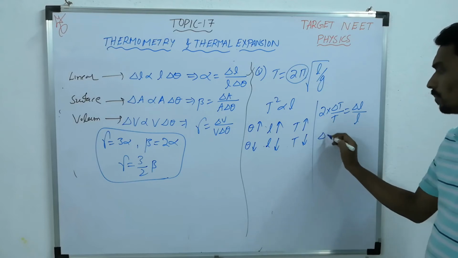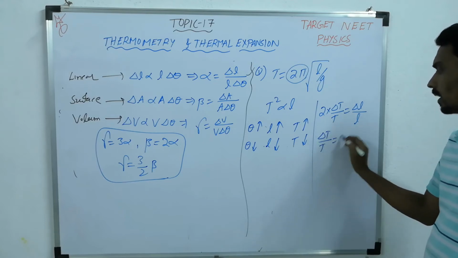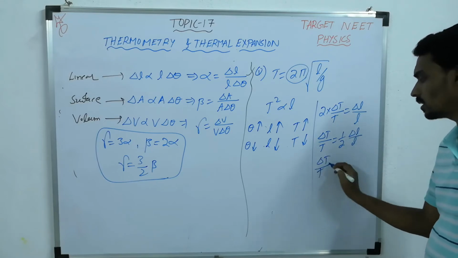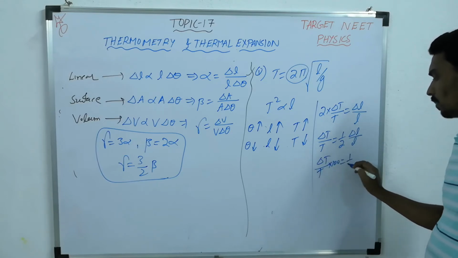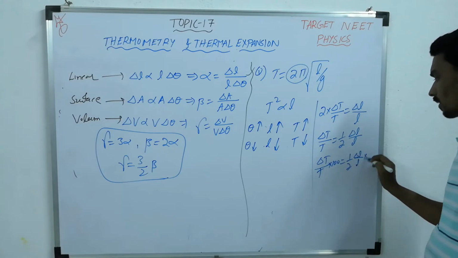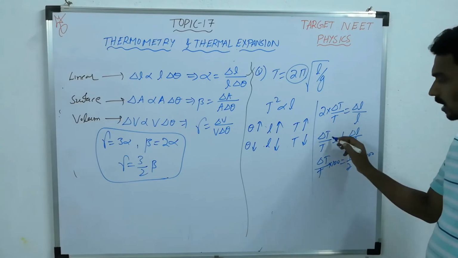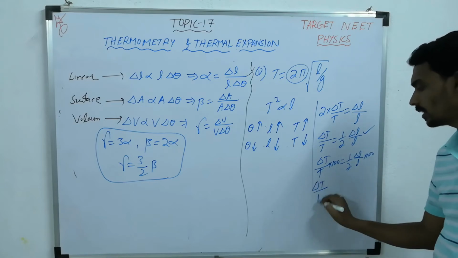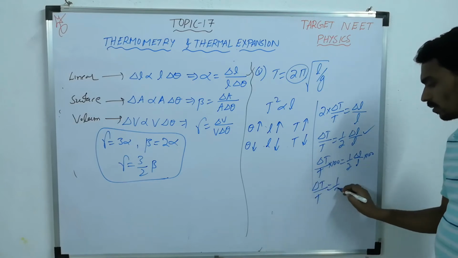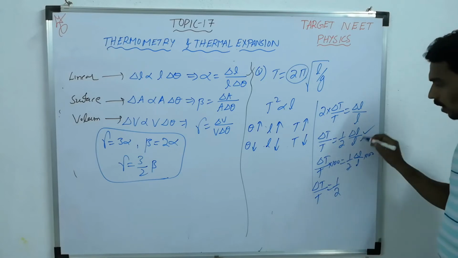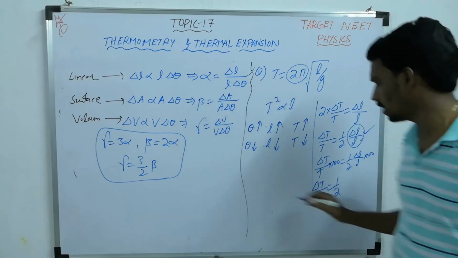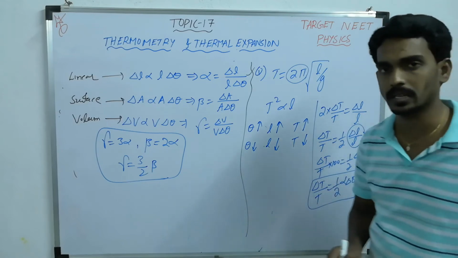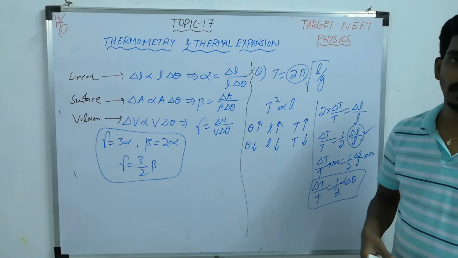If you go for percentage change, delta T by T equals half delta L by L, and percentage change means you will multiply with 100. But if they are asking only fractional change, it is this one. So what is the fractional change in time period? Delta T by T equals 1 by 2 of delta L by L, which is alpha delta theta. This is the fractional change in time period of a simple pendulum.